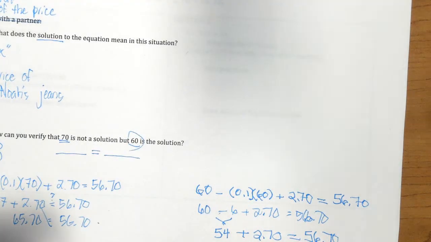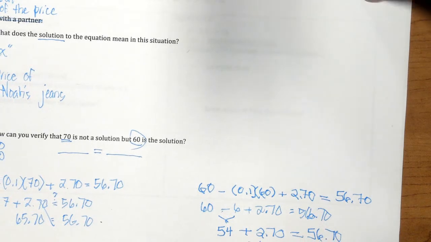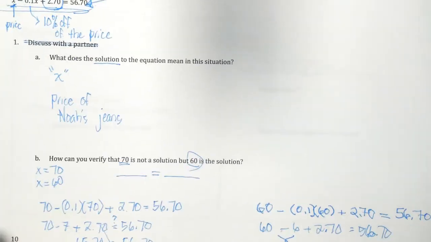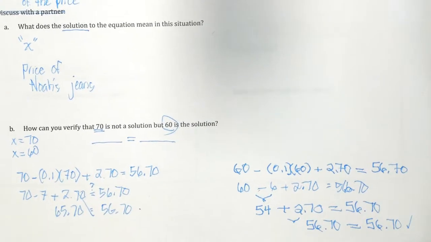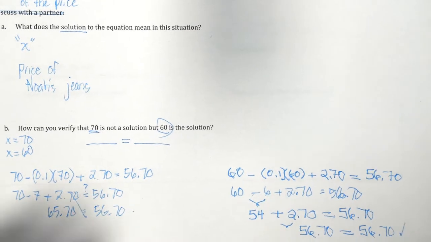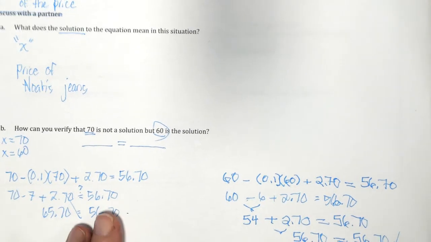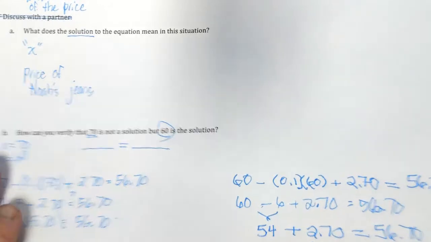How did I do it? I verified it by plugging it in, by substituting the value in. Okay, so that's how we determine whether we're true or not true, balanced or not balanced.